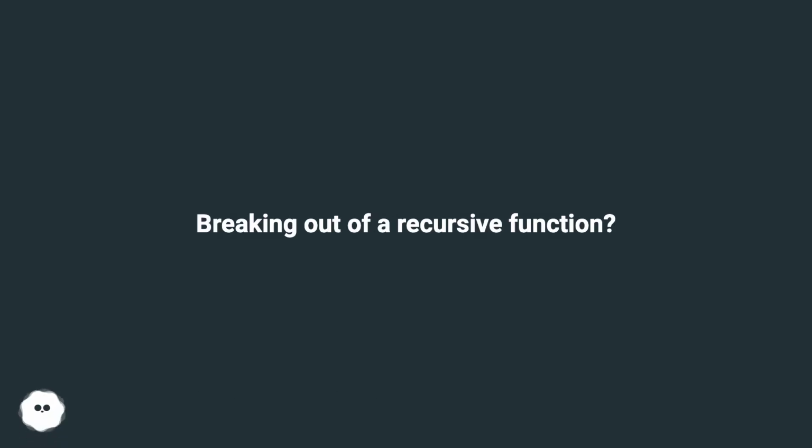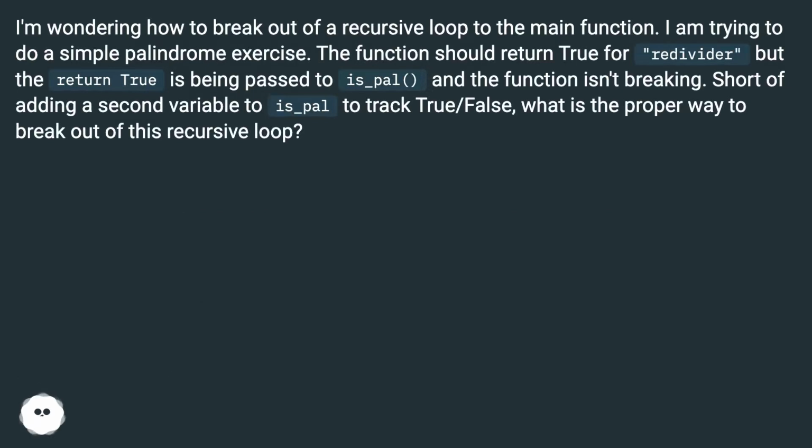Breaking out of a recursive function. I'm wondering how to break out of a recursive loop to the main function. I am trying to do a simple palindrome exercise. The function should return true for redivider, but the return true is being passed to is_pal, and the function isn't breaking. Short of adding a second variable to is_pal to track true, false, what is the proper way to break out of this recursive loop?